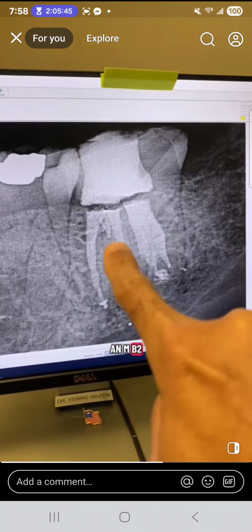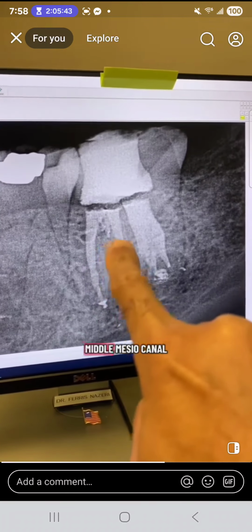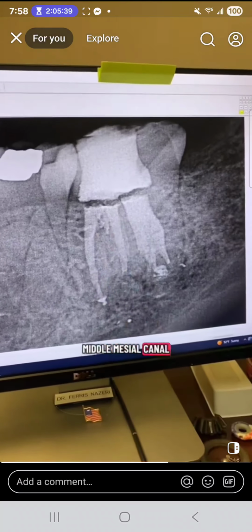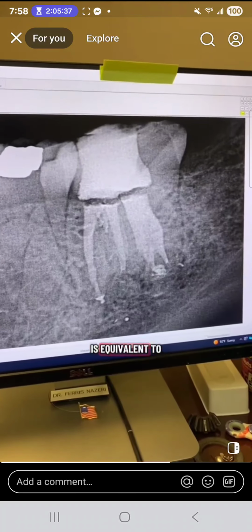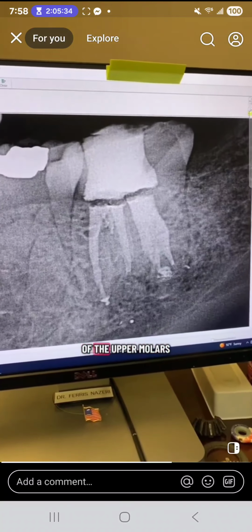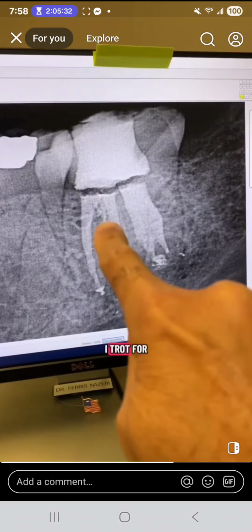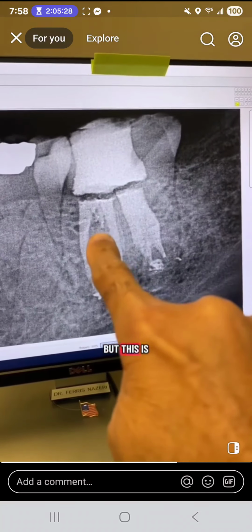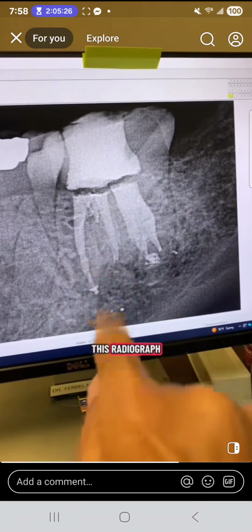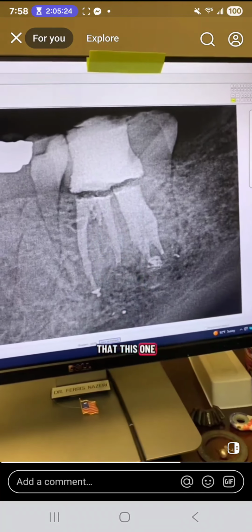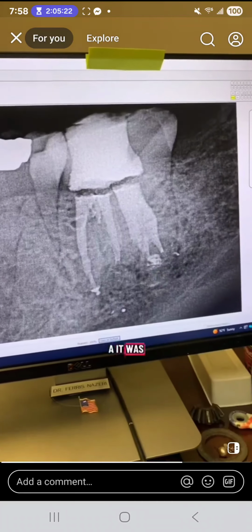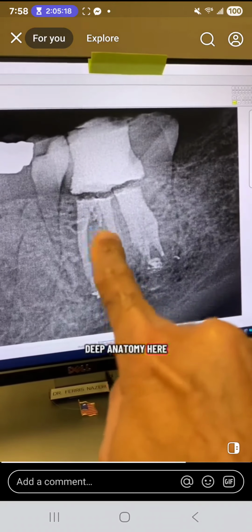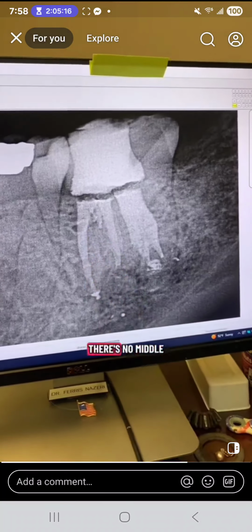I troughed for an MB2, I troughed for a middle mesial canal, which for the lower molars is equivalent to the MB2 of the upper molars. I troughed for a middle mesial canal, as you can see, and I thought I had a catch, but this is as far as I could go. And looking at this radiograph, it is apparent that this one is not there. I think it was just a deep anatomy here. But there's no middle mesial there.